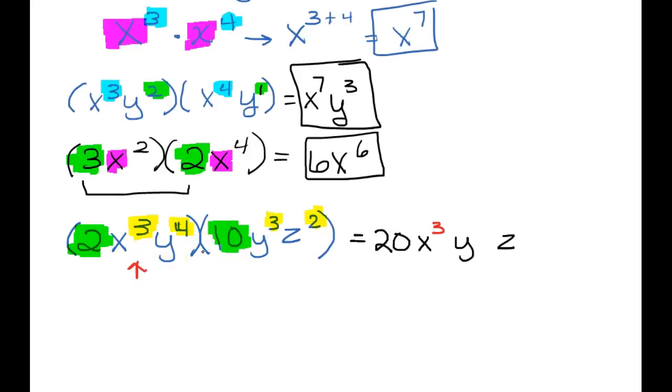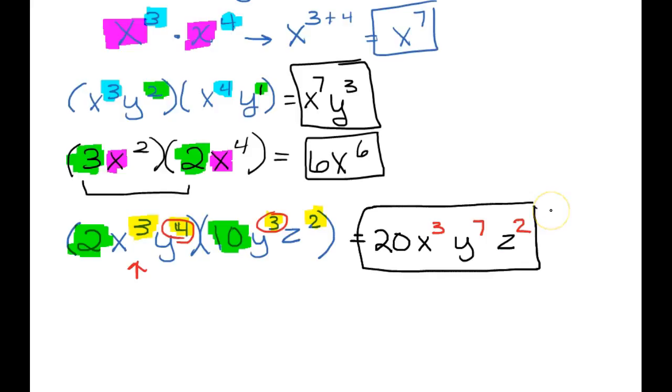It's just that's it. But my y's share something in common. I have 4 of them here. I have 3 of them here, which means I have 7 y's. Now if I look at my z's, I only have 1. Well, more than 1, but so I only have that 1, which is going to mean that I have 2 z's, or z squared. And this is why my answer looks like that.